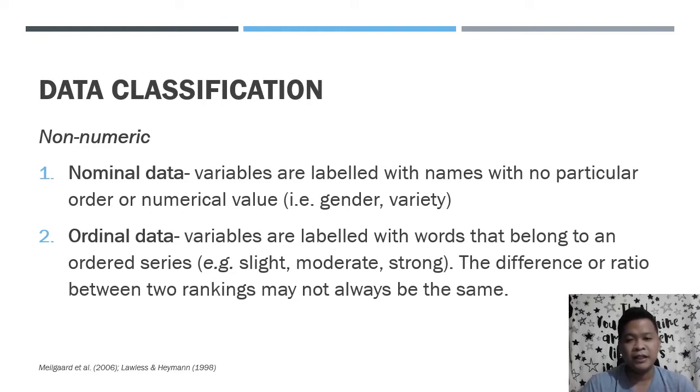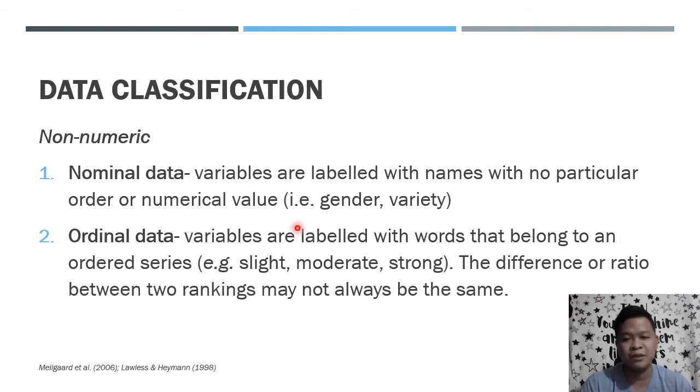So ordinal data, again, as a review, are those which may or may not have actual values attached to them, but in a way can be arranged, such as when you use words like slight, moderate, and strong. Now, the reason why ordinal data cannot be treated like interval data, even if they are given numerical values, is because the distance between two arbitrarily assigned numbers attached to descriptive words cannot be easily measured.